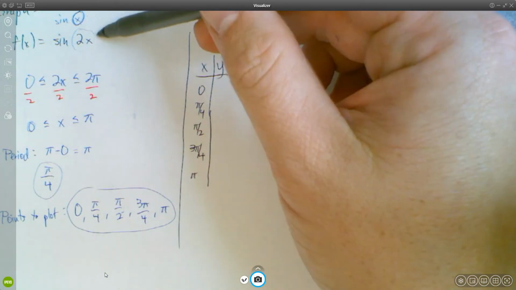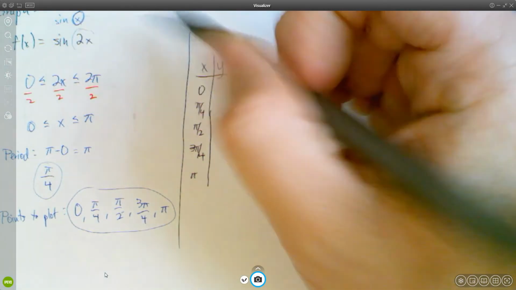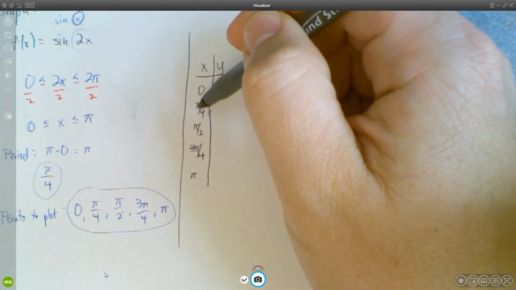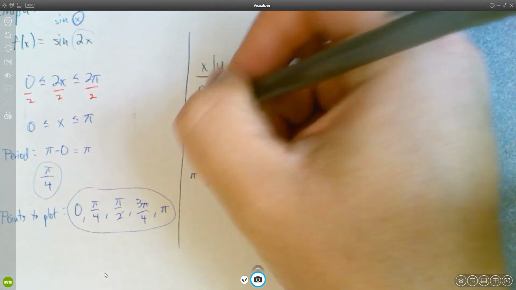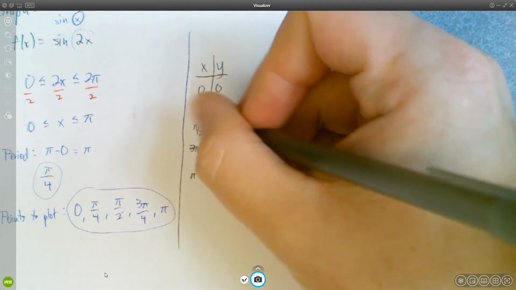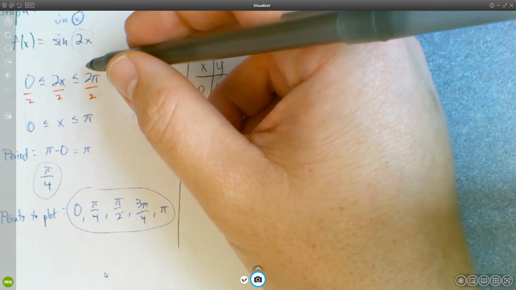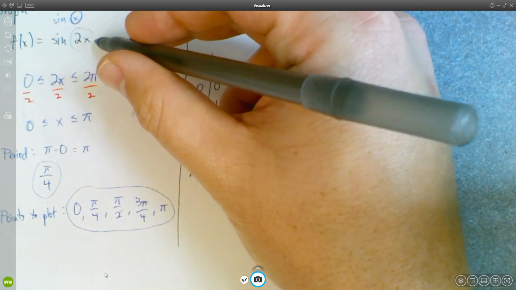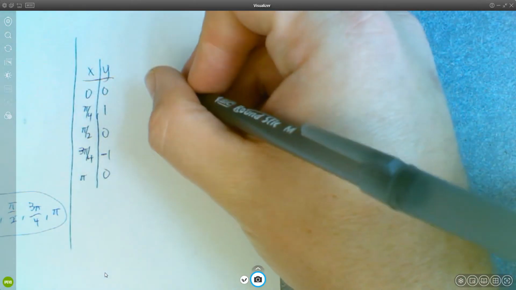And I can plug these into the original function to see what the function values are. 2 times 0 is 0, sine of 0 is 0. 2 times pi over 4 is pi over 2. Sine of pi over 2 is 1. 2 times pi over 2 is pi. Sine of pi is 0. 3 pi over 4 times 2 is 3 pi over 2. Sine of 3 pi over 2 is negative 1. And then pi times 2 is 2 pi. Sine of 2 pi is 0 again. So this is the graph that I end up with.